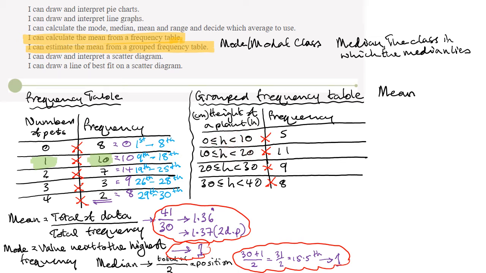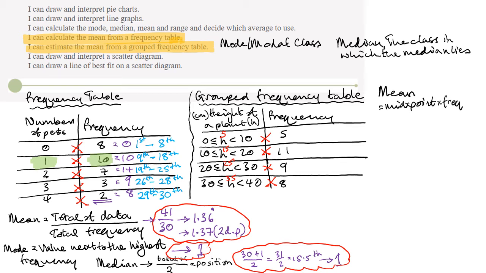So let me just write those down. So 5, 15, 25, 35. Okay, so you do midpoint times frequency. Let's just write that down. Midpoint times frequency. That's slightly different.